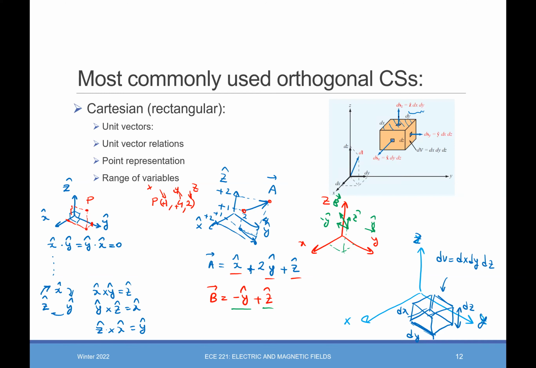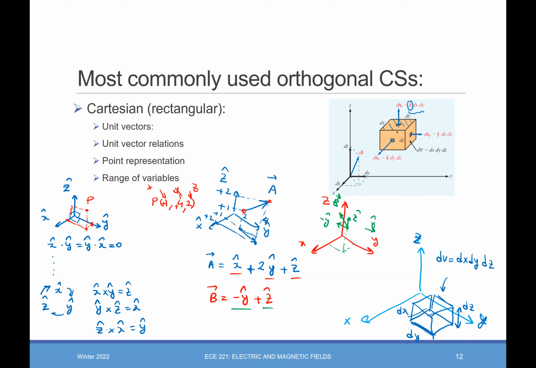Another thing that matters is that we're going to look at flux through surfaces. That's why we need to know the vector that is perpendicular to a surface. For example, here, we know that the vector perpendicular to the dx dy surface is actually z hat. It can also be minus z hat, right?